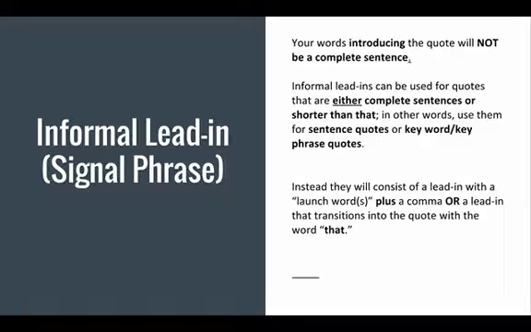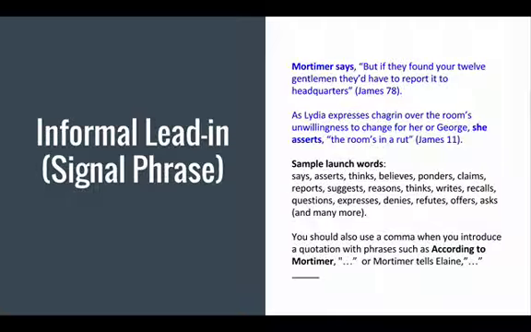Instead, they will consist of a lead-in with a launch word plus a comma or a lead-in that transitions into the quote with the word that. So you could say, the author says that, or this character says that. So some examples. Mortimer says, comma, and then insert the quote. Or you can include the lead-in at the end and say, as Lydia expresses chagrin over the room's unwillingness to change for her or George, she asserts the room's in a rut. So you can sort of hybridize adding the context and the lead-in and the quote to have a shorter, simpler sentence.